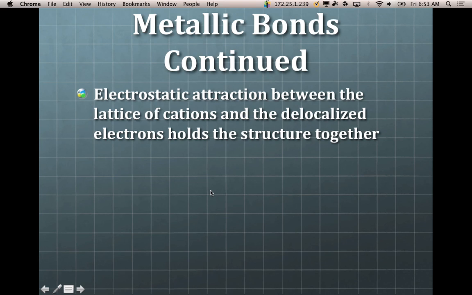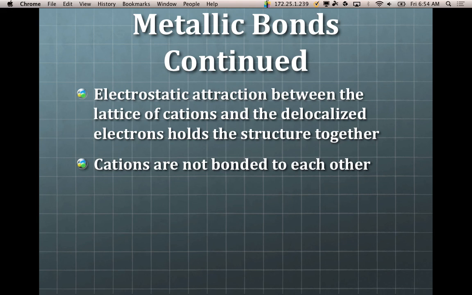Metallic bonds have electrostatic attraction between the lattice. So we've seen electrostatic attraction with each of our types of bonds now. In ionic bonds, we had electrostatic attractions between anions and cations. In covalent bonds, we had an electrostatic attraction between the cations and the shared electrons. This time, my electrostatic attraction is between the lattice of cations, that 3D structure of cations, and those delocalized or sea of electrons holding them all together. The cations are not bonded to one another. The only thing holding them together are those electrons that are free to move.